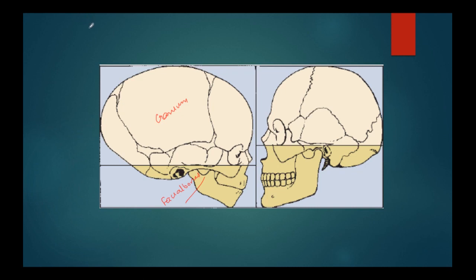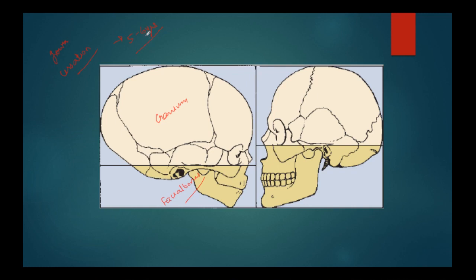Another important thing which we see here is that growth cessation also takes place in the cranial region first. Now we all know that brain development occurs at a very early age. So at approximately 5 to 6 years of age, the majority of brain development is completed.